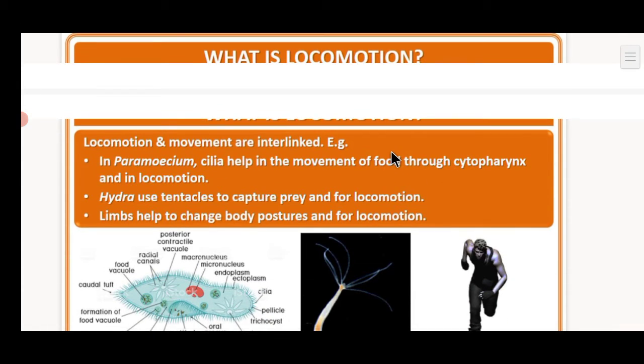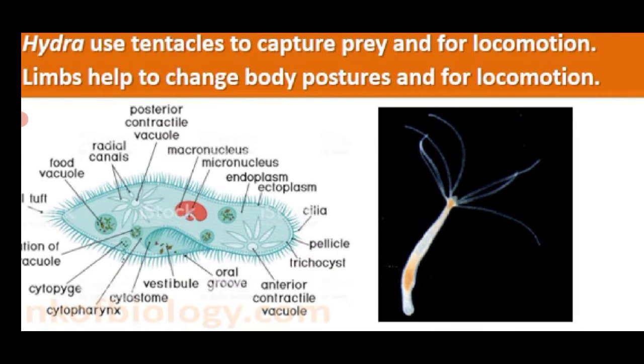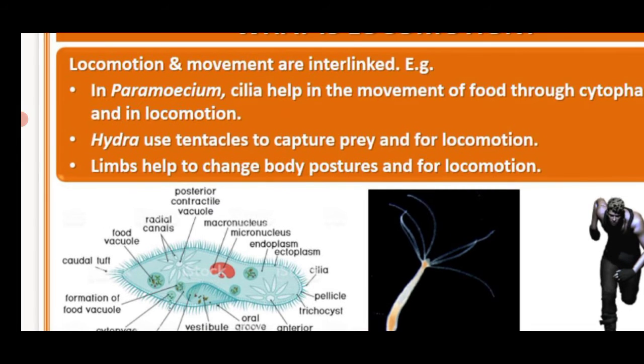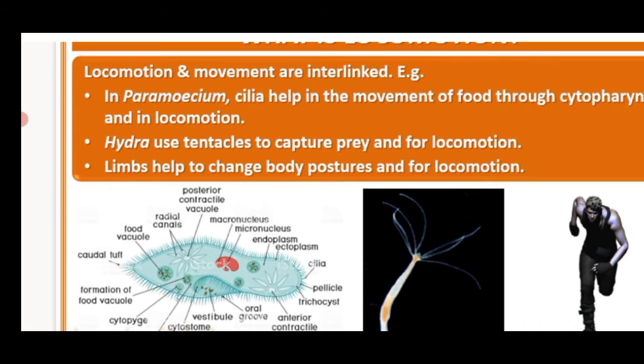So let us take some more examples and try to understand that locomotion and movements are interlinked. For example, let us see this diagram of cilia of paramecium. In this diagram, look at the cilia. These hair like structures here are called cilia. These cilia play a dual role in paramecium. Firstly, in paramecium, cilia help in the movement of food through the cytopharynx, and they also help in locomotion.